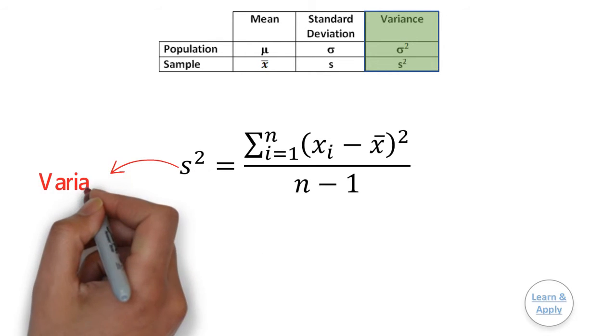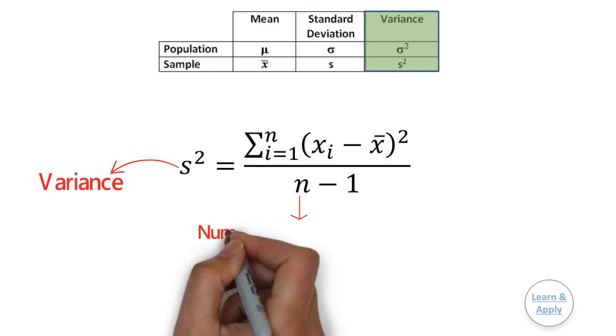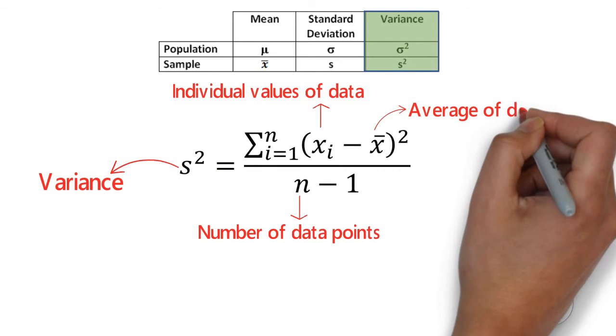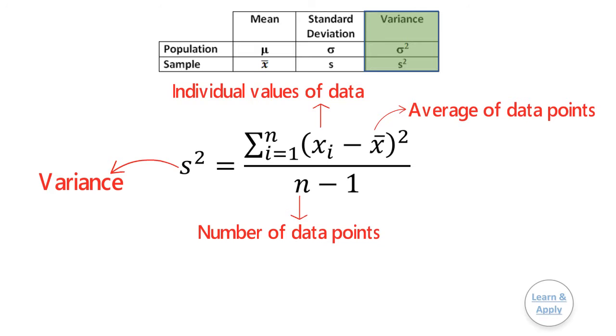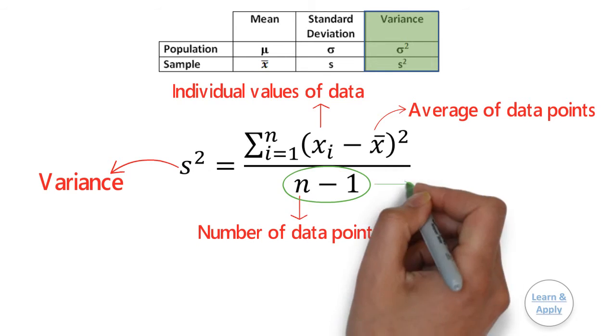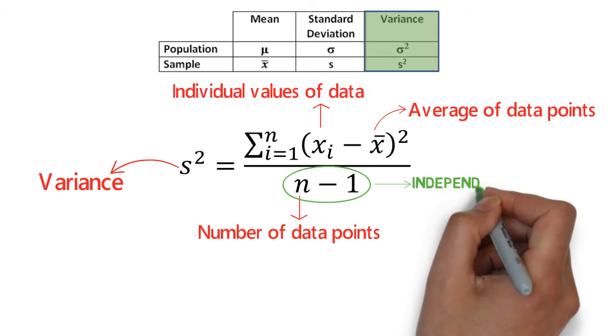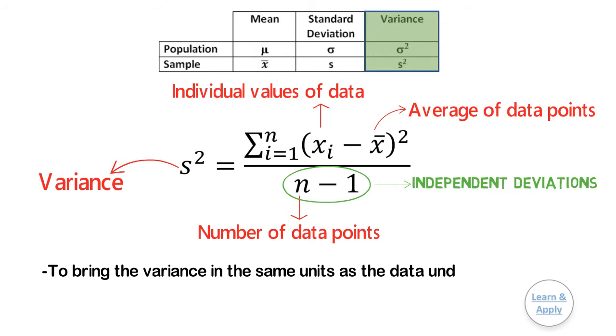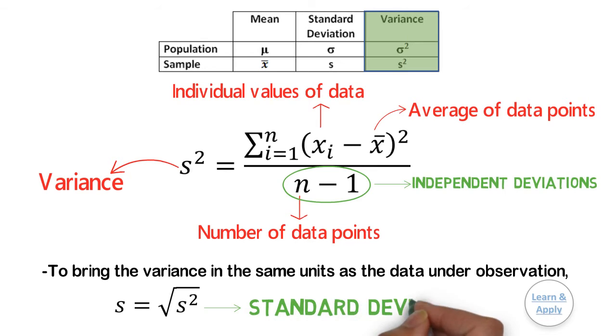Here S square is the variance, n is the total number of data points, xi is the individual values of data, x bar is the average of all the data points. The reason for dividing by n minus 1 instead of n is that there are only n minus 1 independent deviations, that is xi minus x bar. Whereas to bring the variance in the same units as the data under observation, we need to compute the square root. This is called as standard deviation.